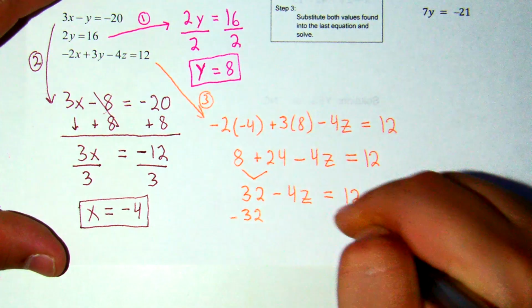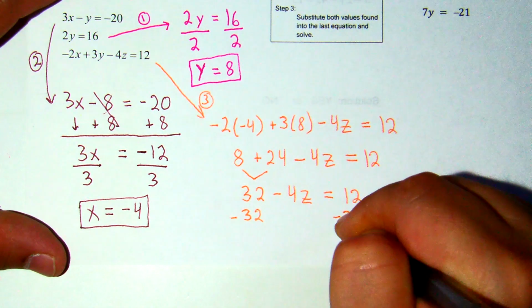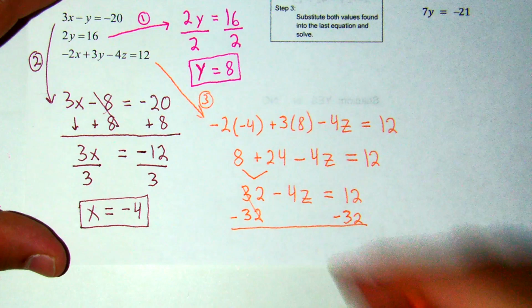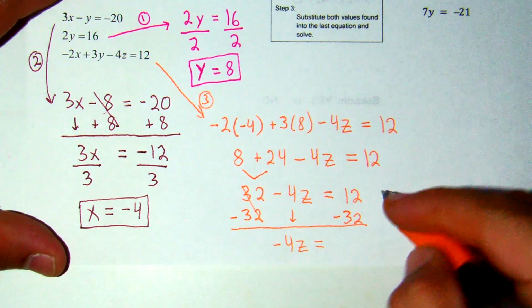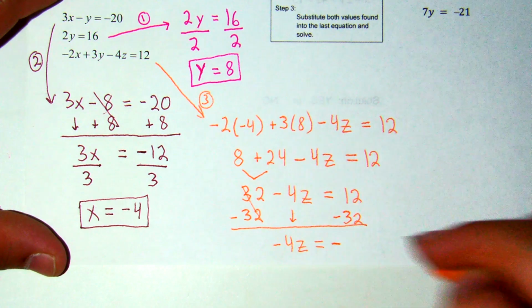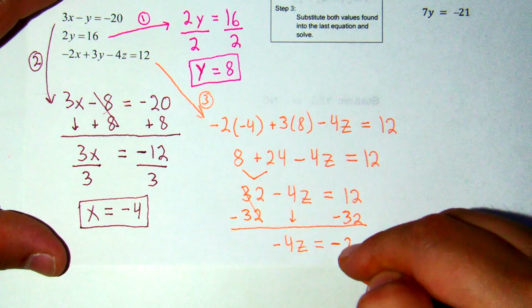I can subtract 32 from this side. To maintain equality, I do it to the other side. Yet again, that gives us 0. We can bring down the minus 4z, and we get 12 minus 32. So the negative is bigger. 32 minus 12 is 20.